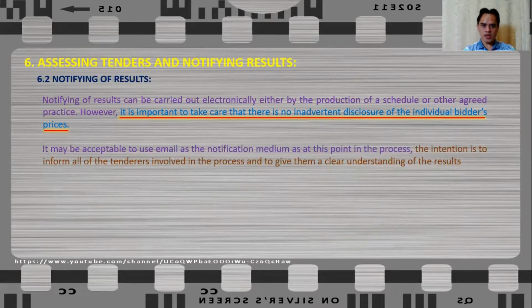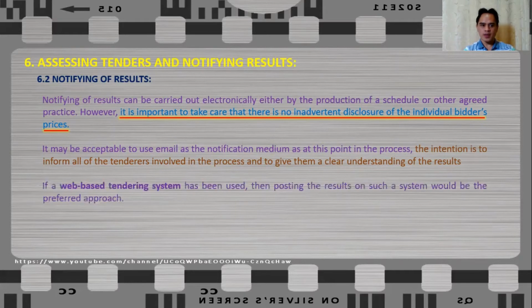It may be acceptable to use email as the notification medium at this point in the process. The intention is to inform all of the tenderers involved in the process and to give them a clear understanding of the results. And if a web-based tendering system has been used, then posting the results on such a system would be the preferred approach. If you want to learn more about the recommended practices for e-tendering, you can read the RICS guidance notes on e-tendering, 2nd edition. This will be my last video for Season 2, the Procurement and Tendering season.